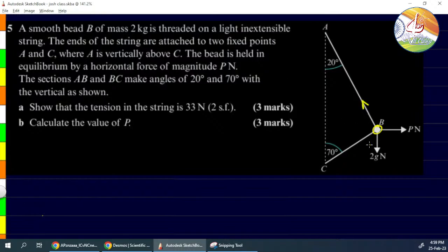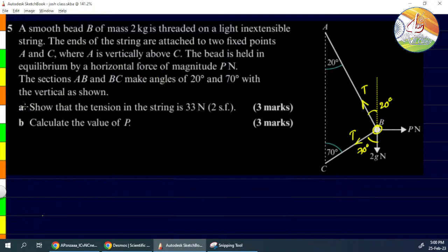Tension on these two strings, will it be same or different? Same. It will be same, because this bead acts like a frictionless pulley. This angle here will be 20 degrees because of alternate interior angles. This angle here will be 70 degrees, correct? Tension, let us call it T. Both tensions will be equal, so let us represent them with a single letter. P is acting on this side.